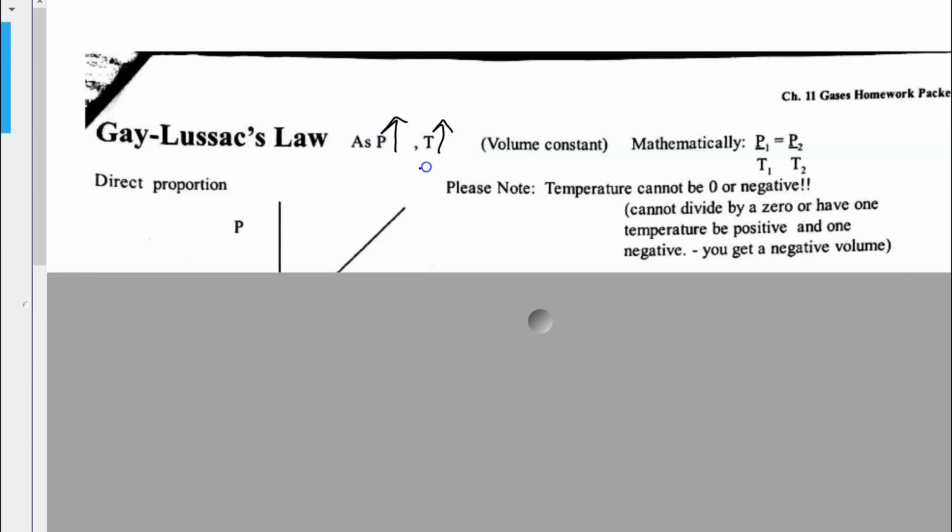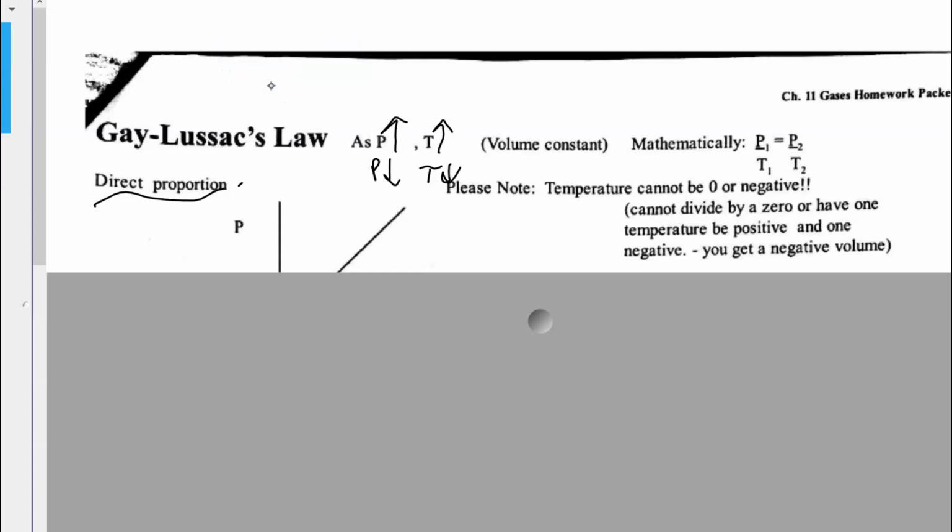Let's think about it another way. What if you started walking really slow? Same number of people in the room, same number of gas particles, same volume. If you walk slow, temperature goes down, and your number of collisions, your pressure, will also go down. So as pressure goes up, temperature goes up; pressure down, temperature down. They are directly proportional to each other.